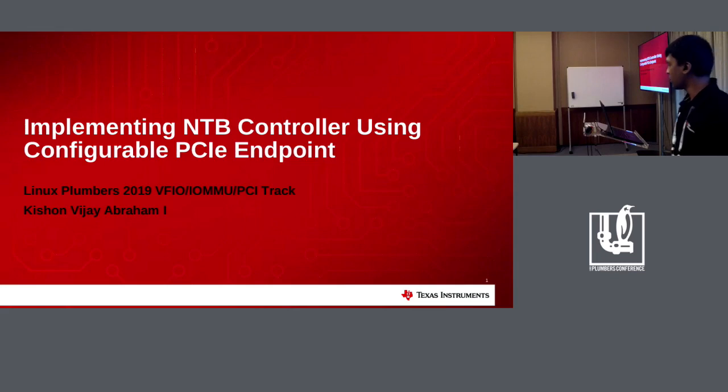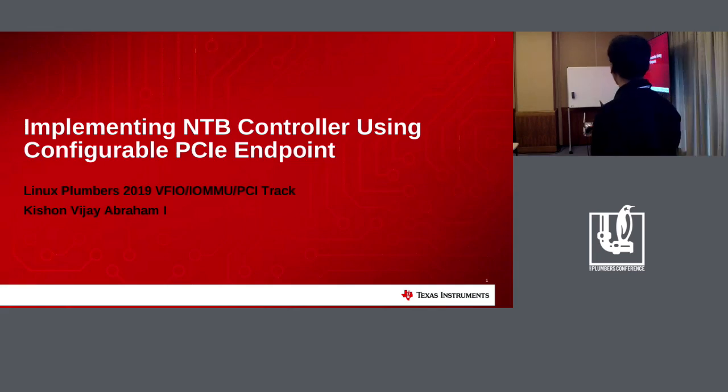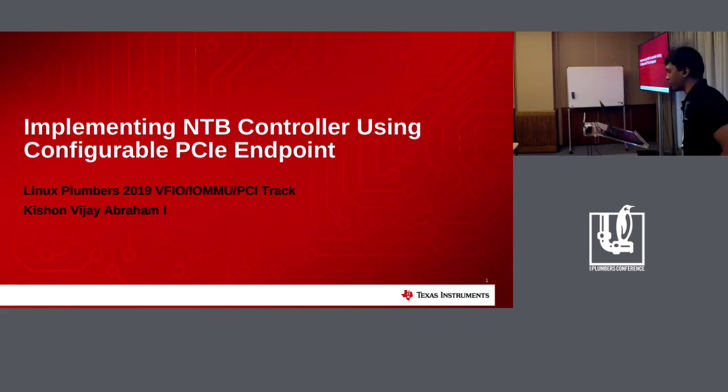Today, I'd like to discuss implementing NTB controller using configurable PCIe endpoint. So I'll give an introduction to NTB, what are the various constructs used in building an NTB controller, and how I model them using a configurable PCIe endpoint.